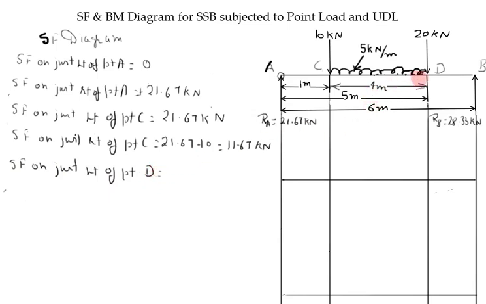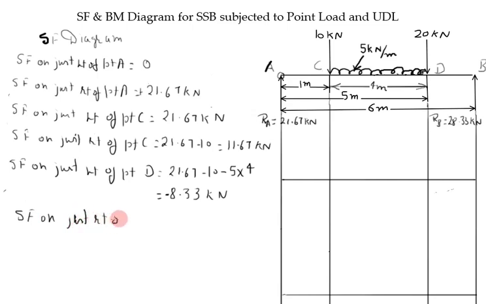So place your finger just left of point D and sum up all leftward forces. So first one is 21.67 upward, 10 is downward, and 5 kilonewton per meter acting on 4 meter. This is also downward. So net becomes 8.33 minus kilonewton.